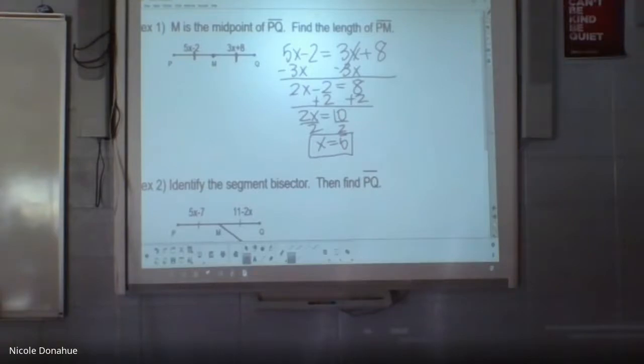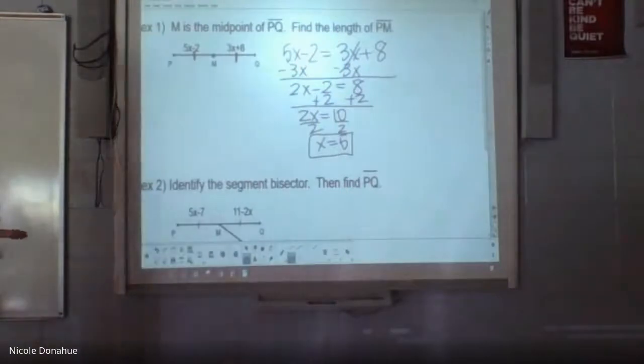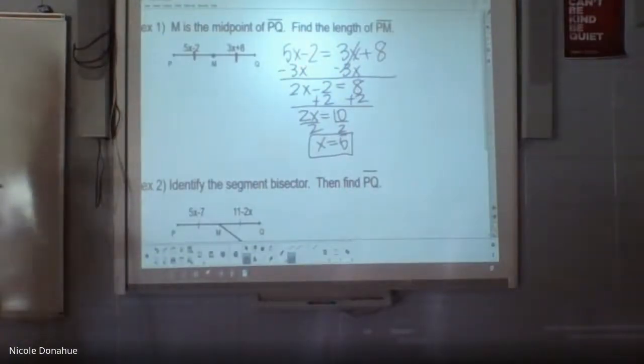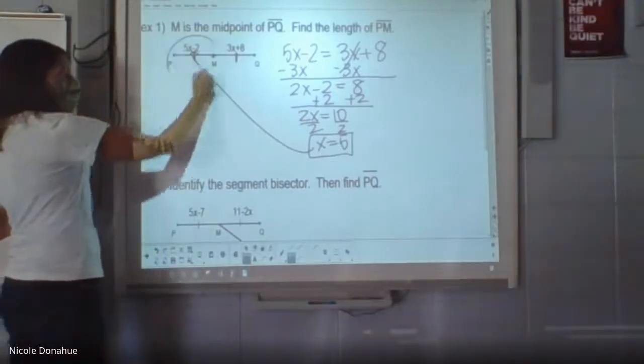No, they said find the length of PM. I found out x is 5. That means x is 5 in the whole problem. So then I can use that. Again, we did this yesterday. I can put that back in to find just PM.